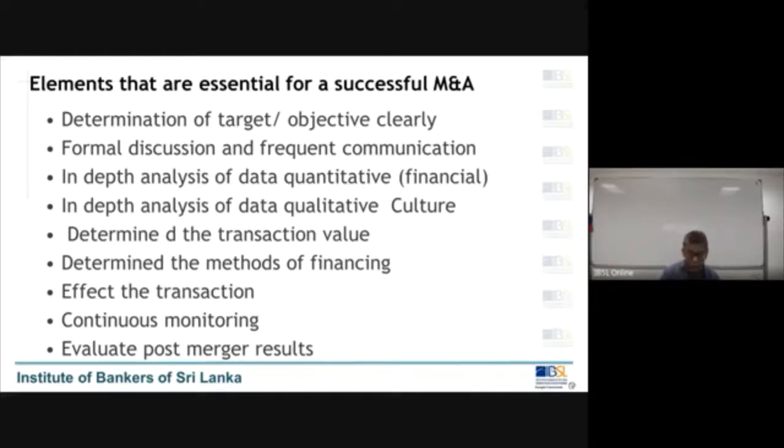When you go for merging and acquisition, the first thing you need to consider is why, what is the objective? Why am I going for merging and acquisition? What is the real objective? To gain financial gain, to gain some managerial gains. So you need to understand the objective. That's important. Then you need to go for formal discussions and frequent communication with the relevant parties. And also sometimes you need to go for in-depth analysis, that means data analysis, you need to find it out.